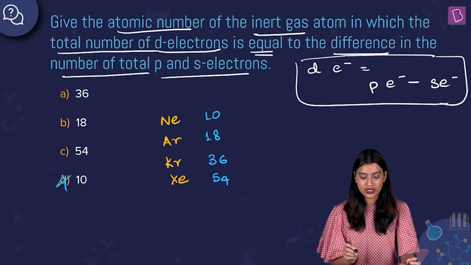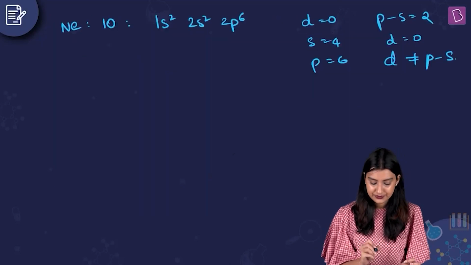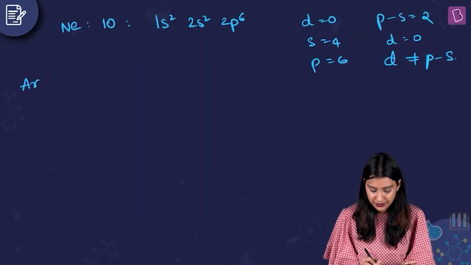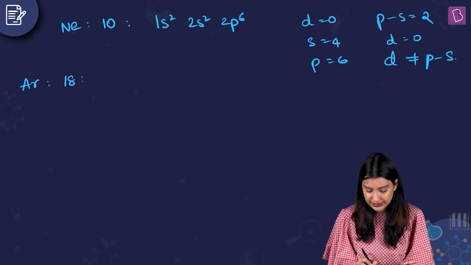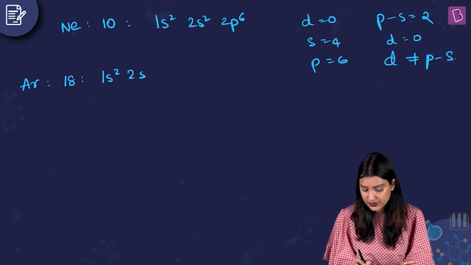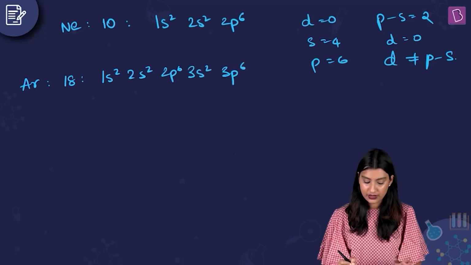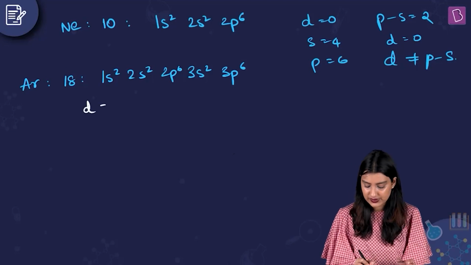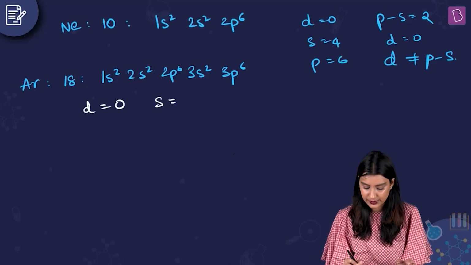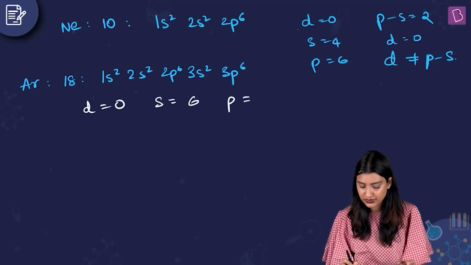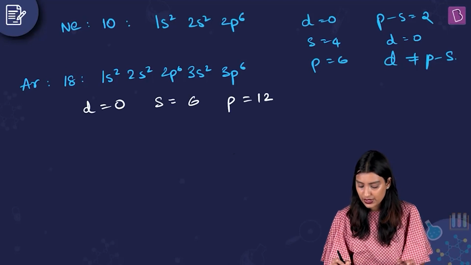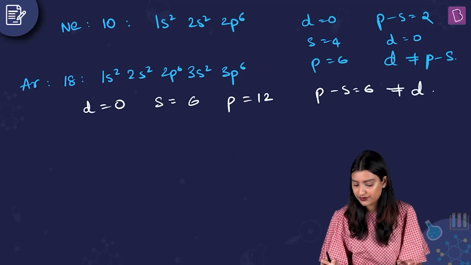Now we come to argon. Okay, so let's see. You have argon, which is atomic number 18. So you have 1s2, 2s2, 2p6, 3s2, 3p6. Correct? This is your argon. Now see, number of d electrons still 0. Number of s electrons is going to be 6. Number of p electrons is going to be 12. So p minus s is equal to 6, and this is not equal to the number of d electrons.